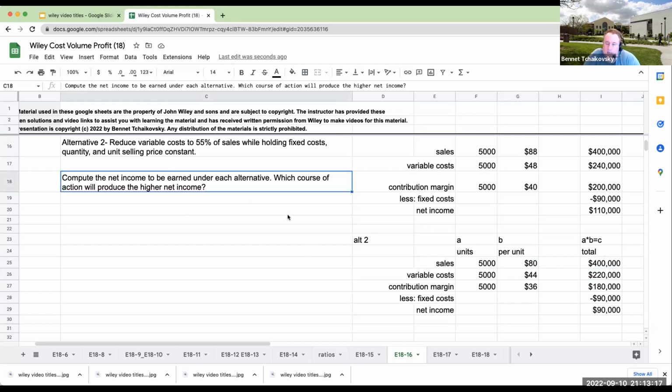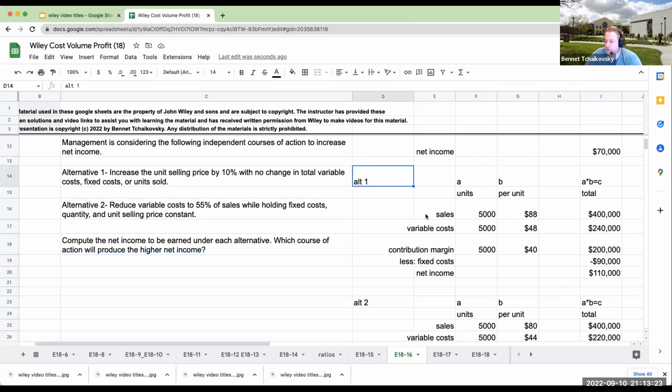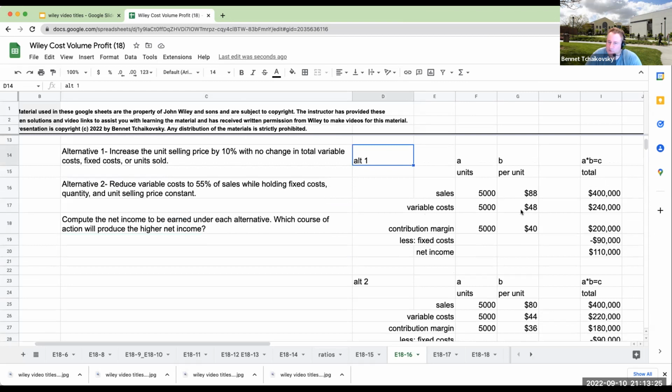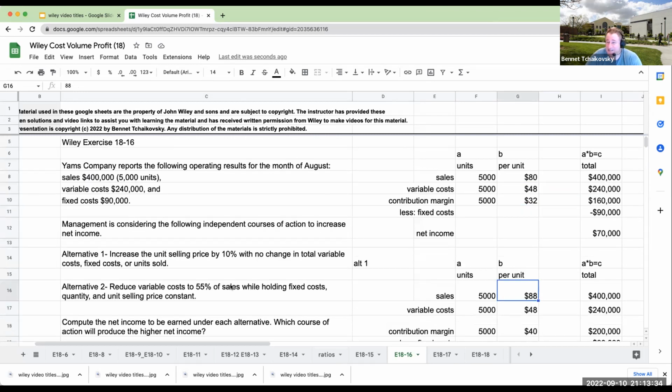So compute the net income under each of the alternatives. Which action will produce the higher net income? Well, by doing alternative one, you're getting the higher net income because you're increasing the sales price by 10%. So that is exercise 18-16.